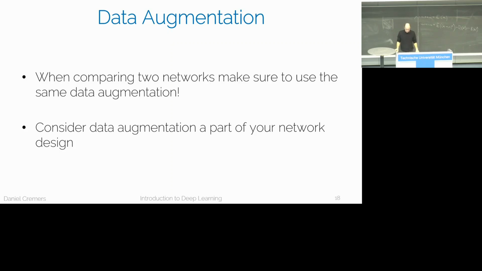And so in a way, data augmentation can be seen as part of your network design. And what's important is, as always, when you develop neural networks and you test them, train them, apply them, make sure to debug one axis at a time. So you first find, let's say, a suitable network architecture, and then you think about how to augment the training data.